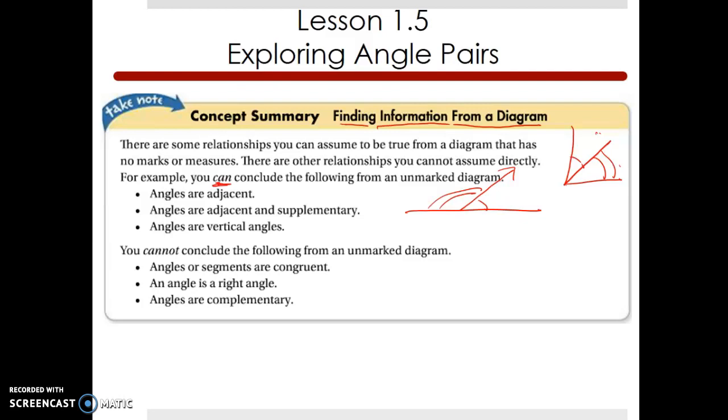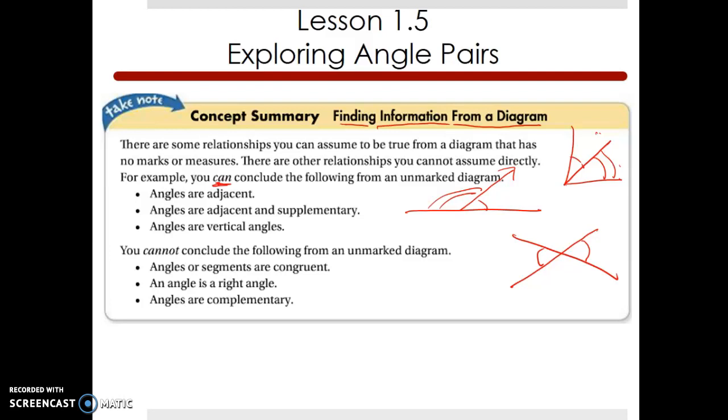Same thing with vertical angles. If it's two straight lines crossing each other, you don't need anything to tell you that it's vertical angles. This angle and this angle are automatically going to be vertical angles. You don't need markings to tell you that.